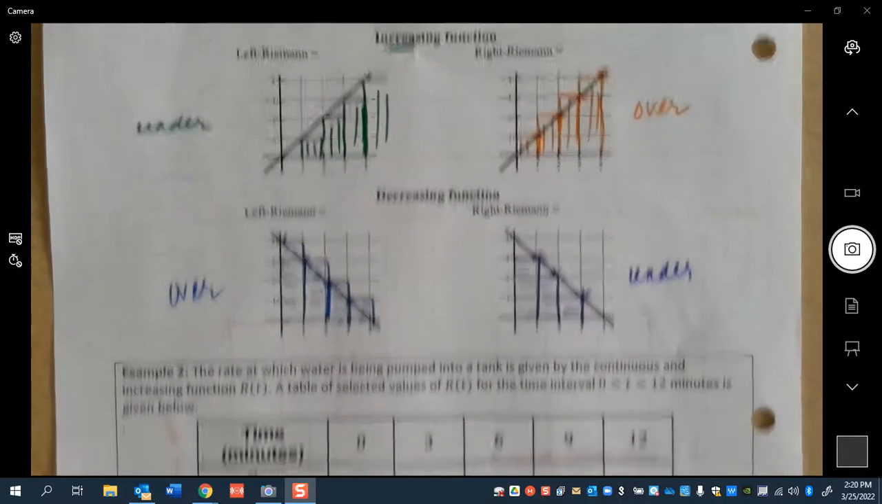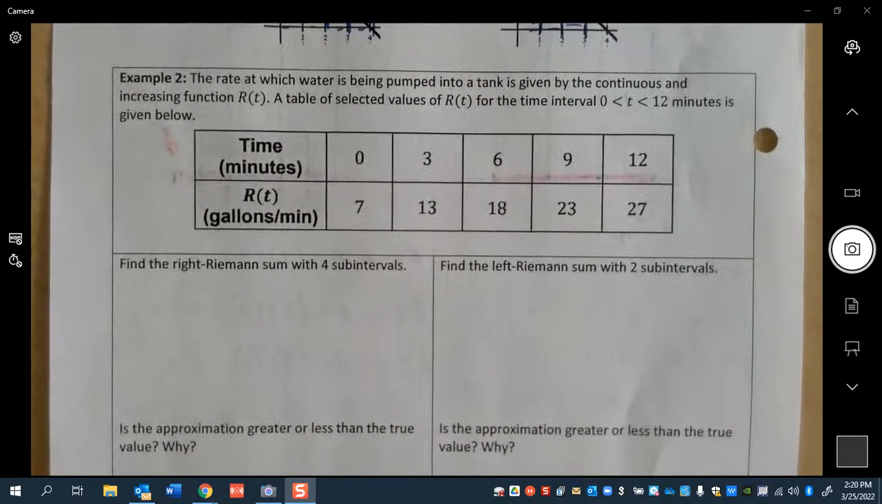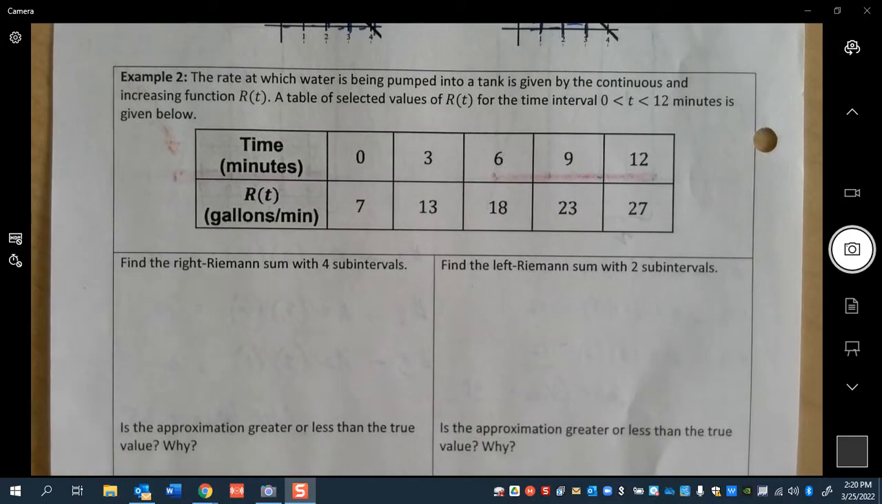All right, so let's talk about this example. If we don't have a graph, we can figure out left-hand and right-hand sums if we have a table of values. The rate at which water is being pumped into a tank, I don't know why we're obsessed with putting water into tanks, but it's the same with flagpoles and geometry. Like we're always measuring how tall is the flagpole? Who cares? The rate at which the water is being pumped into a tank is given by the continuous and increasing function r of t. The table of selected values of r of t for the time interval 0 to 12 minutes is given below.